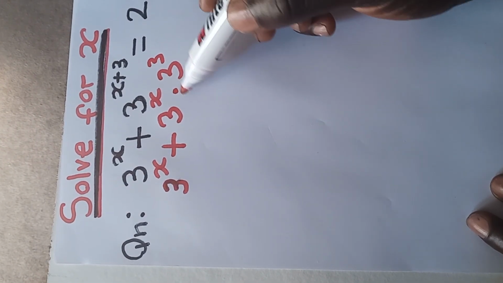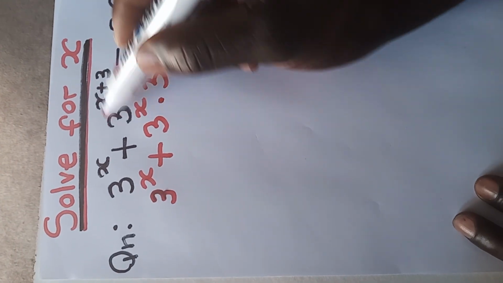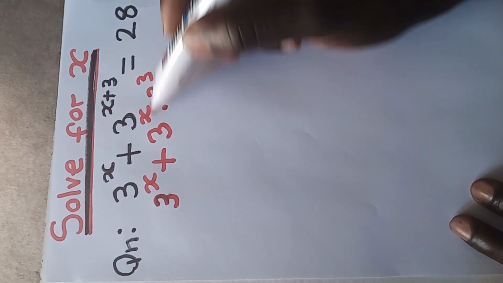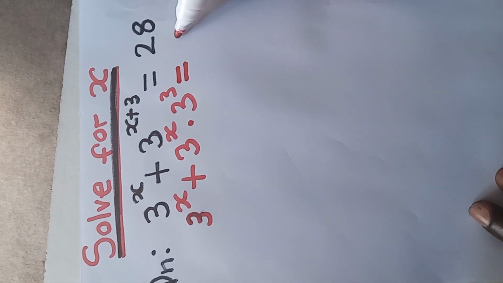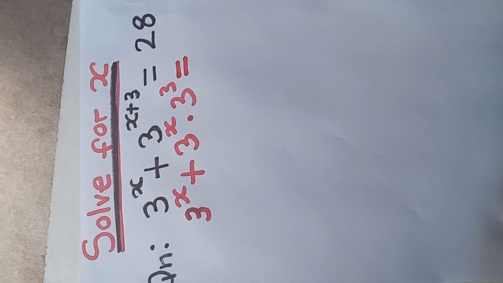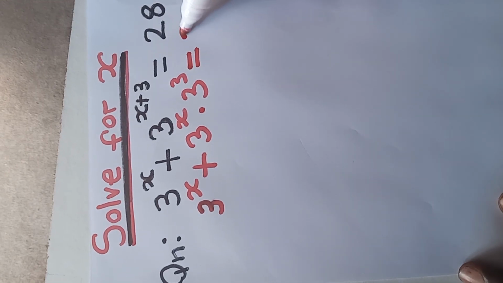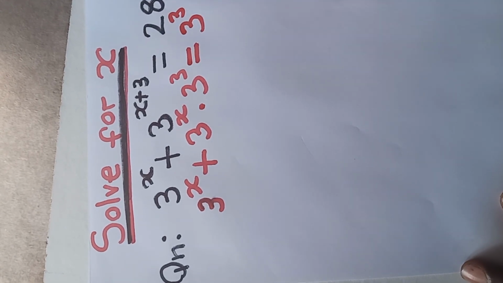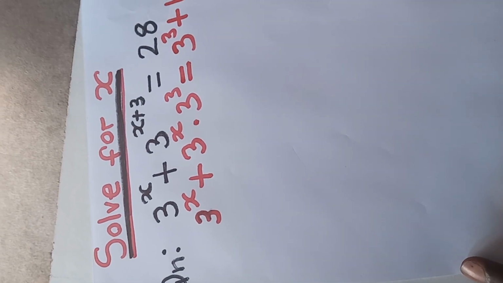According to exponents, if you have equal bases and you're multiplying, you add the powers. That's what they did here. So we've just brought it back. In this case, we equate it to 28. Now 28, I can rewrite from just inspecting 28. I can rewrite 28 as 3 to the power of 3 plus 1, like that.